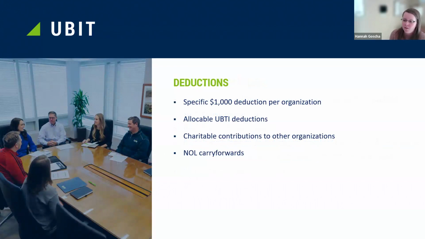UBIT deductions: you get $1,000 per organization right off the top as a deduction against your UBIT income. That is not against each activity. If you have multiple different UBIT activities, it's just one per organization. You can deduct any expenses that you can directly connect to your UBI. Charitable contributions to other organizations are deductible. And if you are generating a loss with your UBIT activity, you can carry that forward to offset future UBIT income. But those NOLs are siloed by activity as well. So if you have an income generating activity, you cannot use losses from another activity to offset that income.